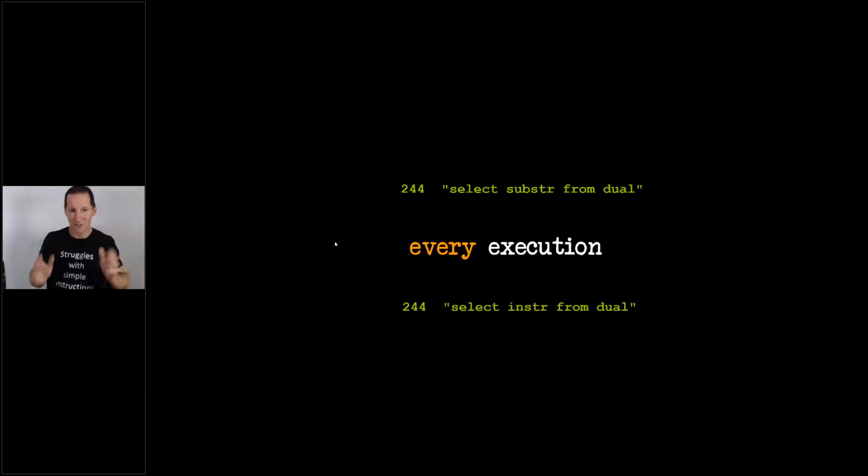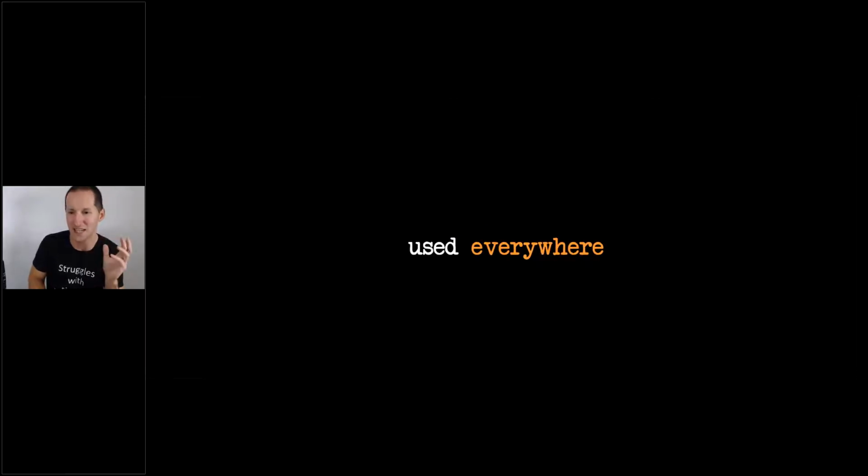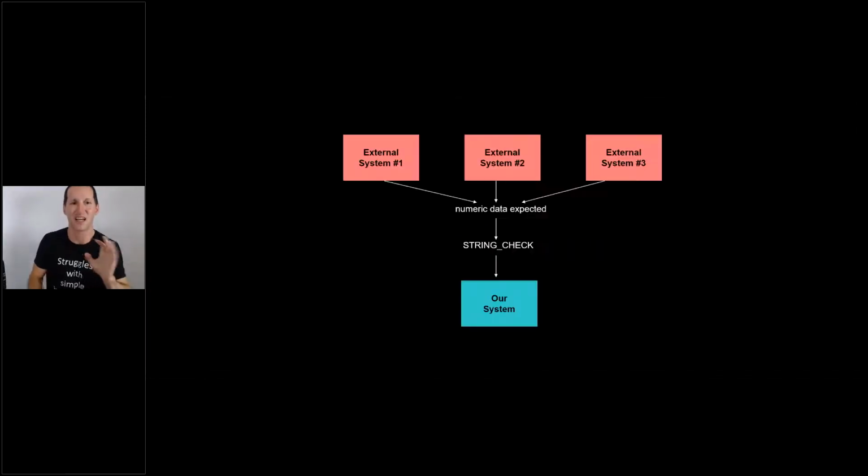So as I said, 244 substrings from dual, 244 instrings from dual for every single execution, and it was used everywhere in this application. Every single external system that passed in information, if there was any sense that they needed some numeric data that they were passing, we would call this routine before it got passed into our system.